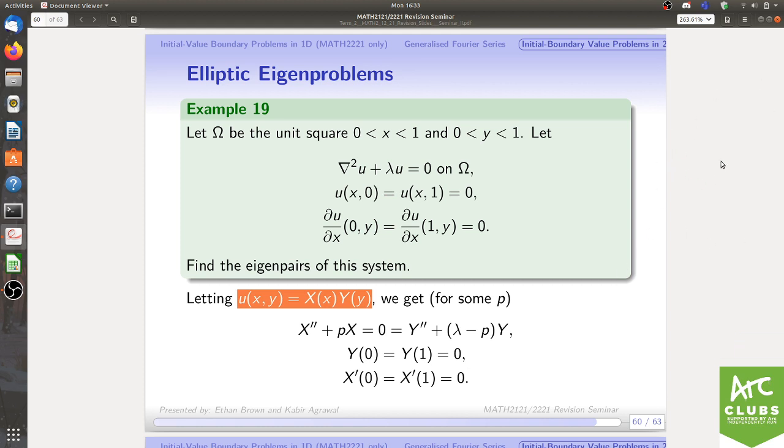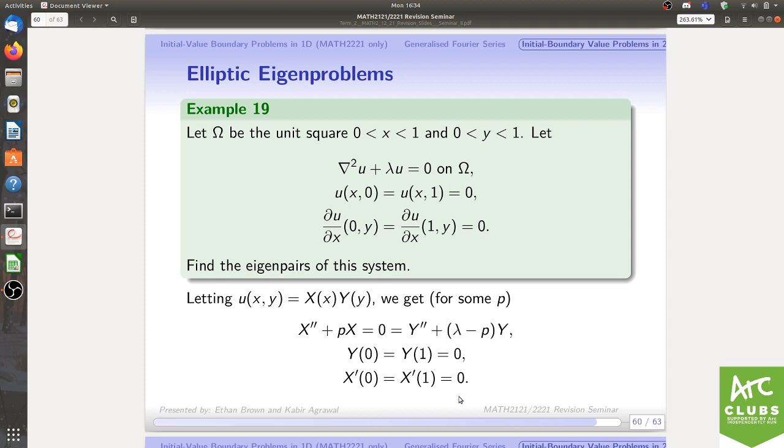So now our right hand side becomes one function in terms of y, and your left hand side becomes one function in terms of x. Wait, I missed a negative sign, didn't I? Yeah. So as long as you remember that there's a negative sign somewhere, negative X double dash over X is equal to Y double dash over Y plus lambda. Then we can introduce our idea for the separation constant, so that's where the extra p comes from. And then after rearranging that equation, we get this on our left hand side and this on our right hand side.